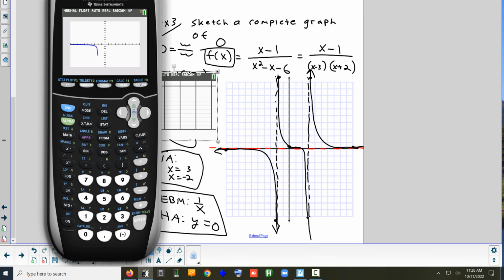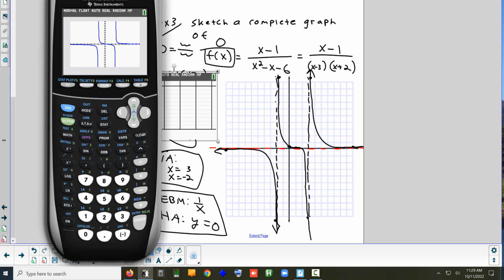I think our curve in the middle should have been a little flatter. That's okay. I mean, it's still a really good sketch. That's basically what it looks like. All right. Any questions on that?